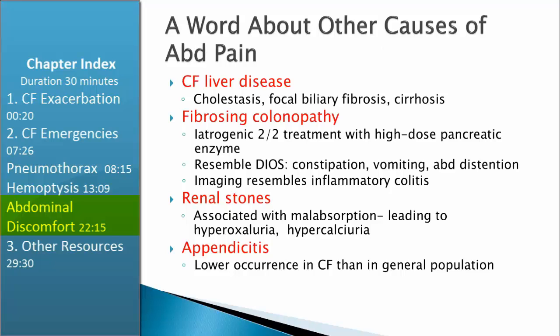make sure we don't go over a maximum amount of enzymes, and you'll hear nutrition talking about this. Given that we're careful about this, we see this very rarely, but it does resemble DIOS. The patients will have constipation, vomiting, abdominal distension, and the imaging will resemble an inflammatory colitis. Renal stones are also associated with malabsorption, and so this leads to hyperoxaluria and hypercalciuria. And then lastly, interestingly, appendicitis has a lower occurrence in CF than in the general population, but it's always something to think about, especially since DIOS can also present with right lower quadrant pain.